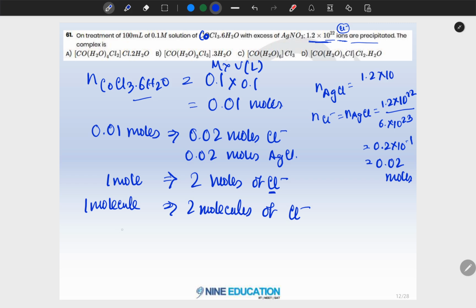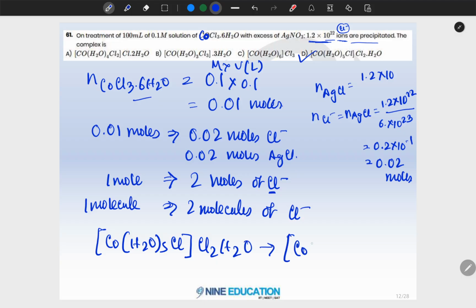So what is the correct representation of the complex? Correct representation should be option D. So in option D, if I dissociate this complex, what will I get? This complex will split into [Co(H2O)5Cl]2+ and 2 Cl minus. So we are getting 2 chloride in the ionization sphere, 2 Cl minus are present in the ionization sphere, right? So we are getting 2 Cl minus as the precipitate.